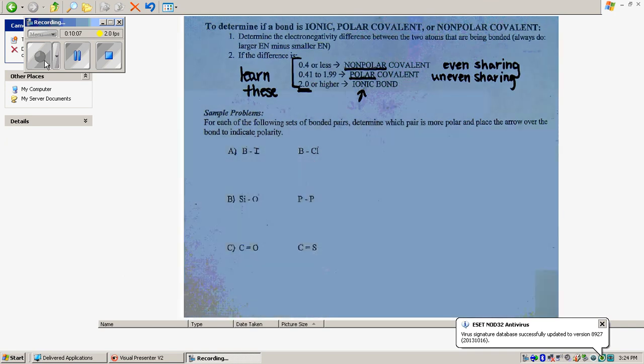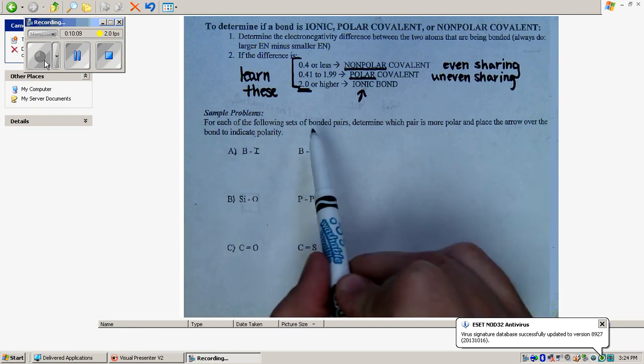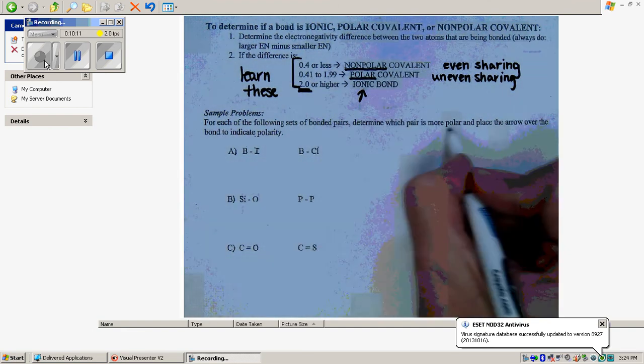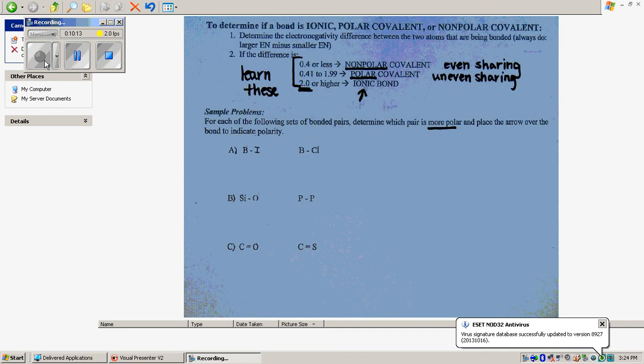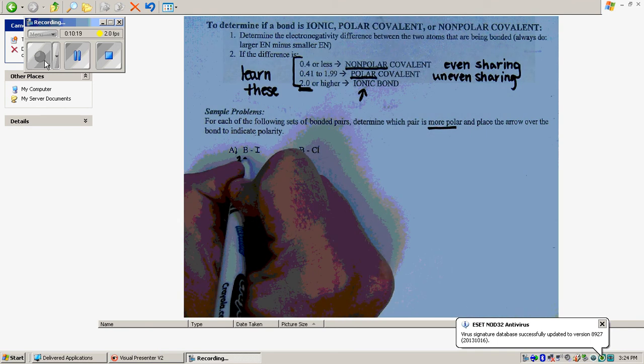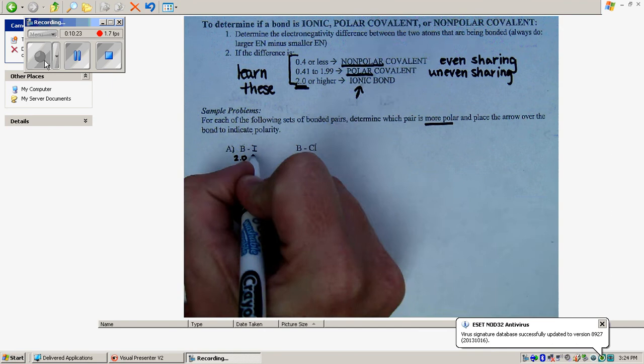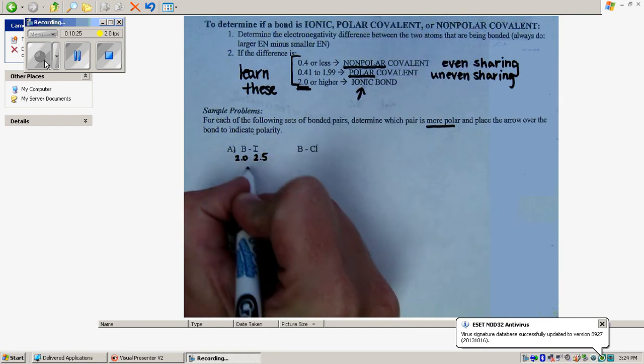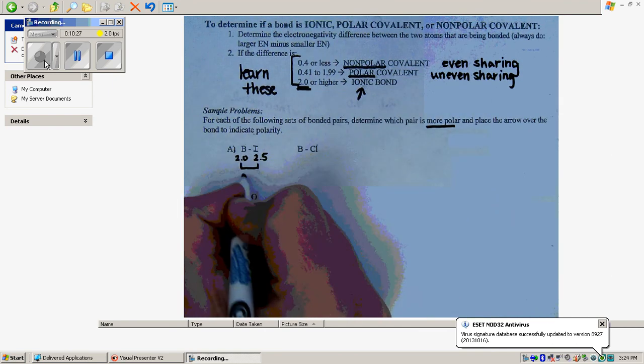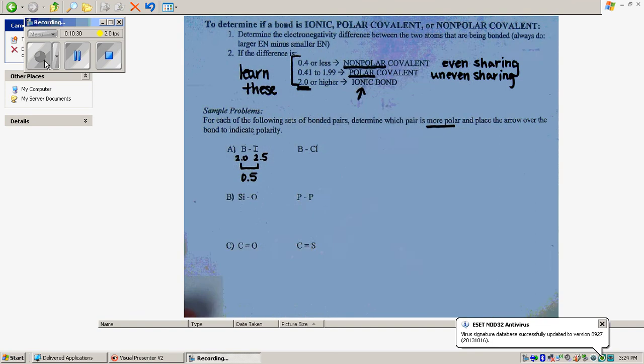Well, I guess we should read the question. It says, for each of the following sets of bonded pairs, determine which pair is more polar and place the arrow over the bonds to indicate polarity. So if you look at boron, boron's value is 2.0. And iodine, if we look at iodine on there, its value is 2.5. So we want to subtract those two. Always big one minus small one. So the difference for boron and iodine is 0.5.